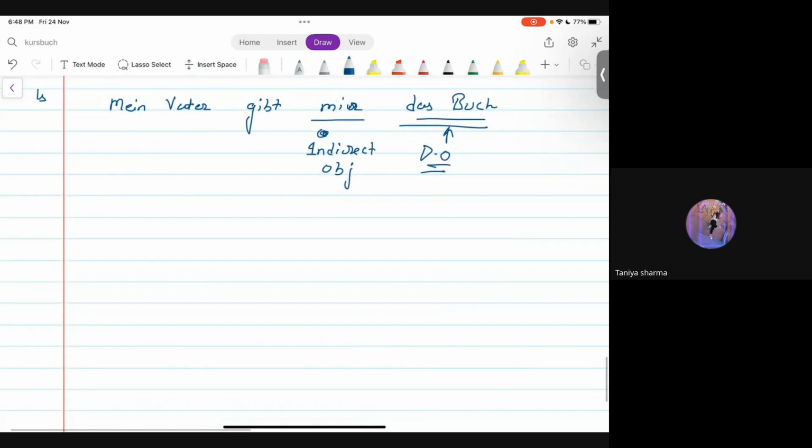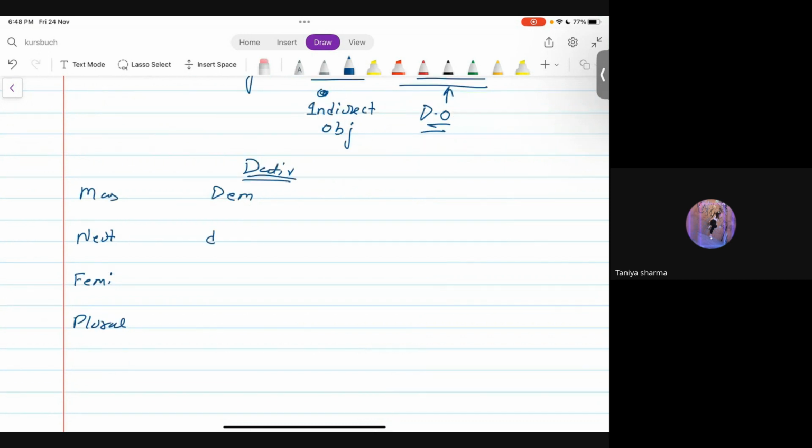Now, rule of dative: first is masculine. Next is neutrum. Okay. Next is feminine. And next one is plural. Okay. In dative case, masculine is dem. Okay. Dem. Feminine is der. And the plural is den plus noun, then it is n plus noun, noun plus n. Is there any doubt? No.